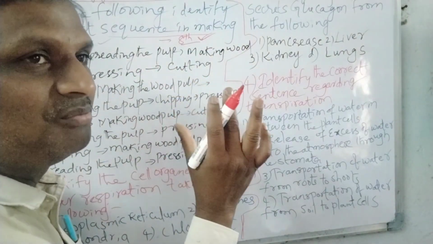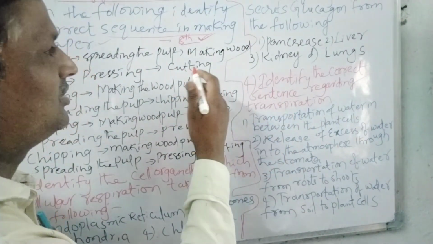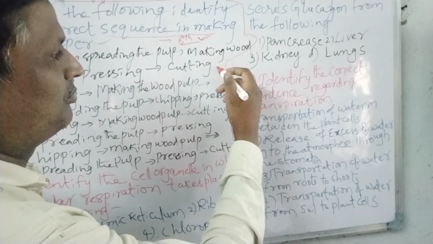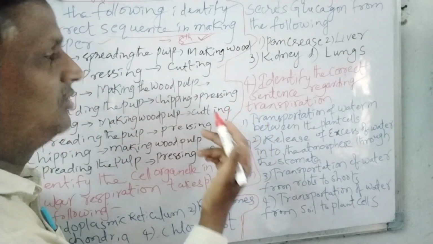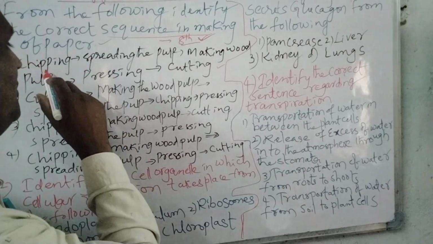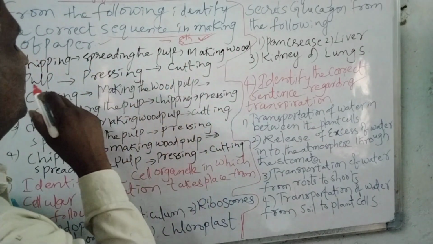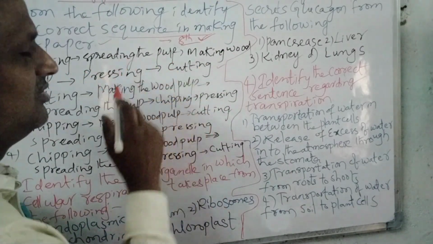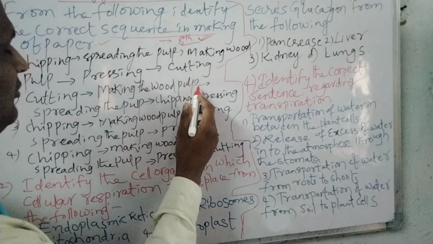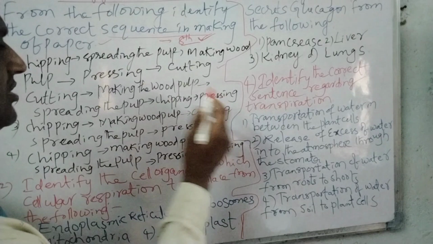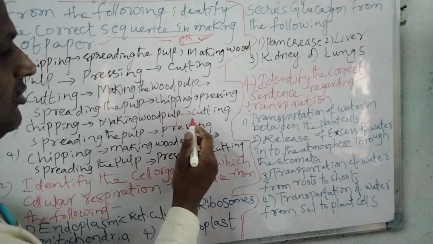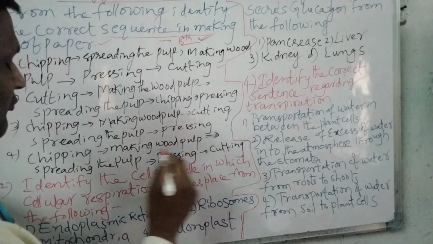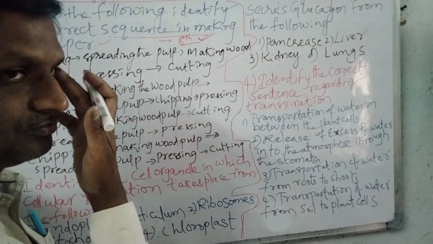First one is how paper can be recycled. The main intention of this question is how paper can be recycled, or what are the different steps involved in the process of making the paper or in recycling the paper. See here, there are some steps. One option: chipping, spreading the pulp, making wood pulp, pressing, cutting. Another option: cutting, making the wood pulp, spreading the pulp, chipping, pressing. Another: chipping, making wood pulp, cutting, spreading the pulp, pressing. And the fourth option is chipping, making the wood pulp, spreading the pulp, pressing and cutting.